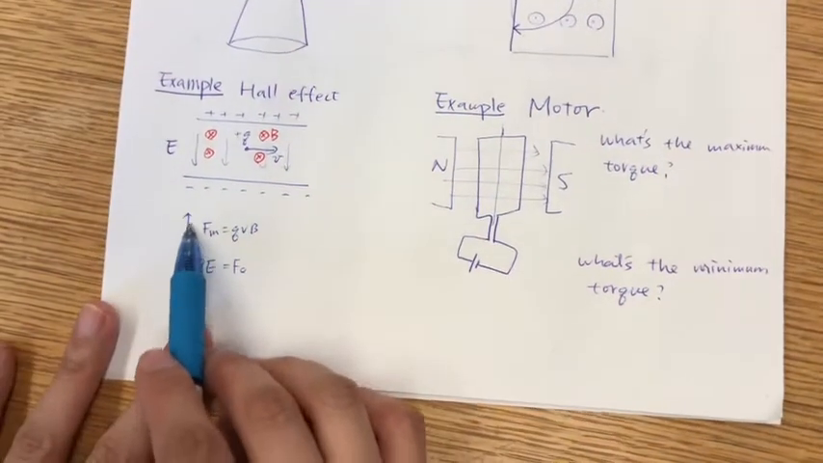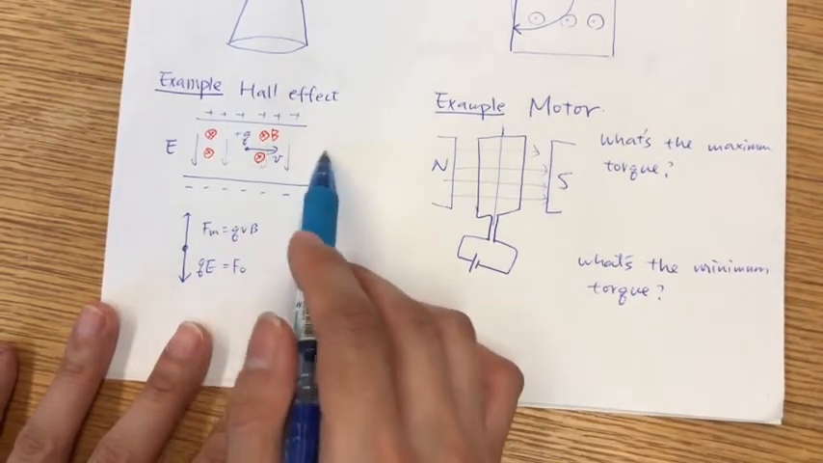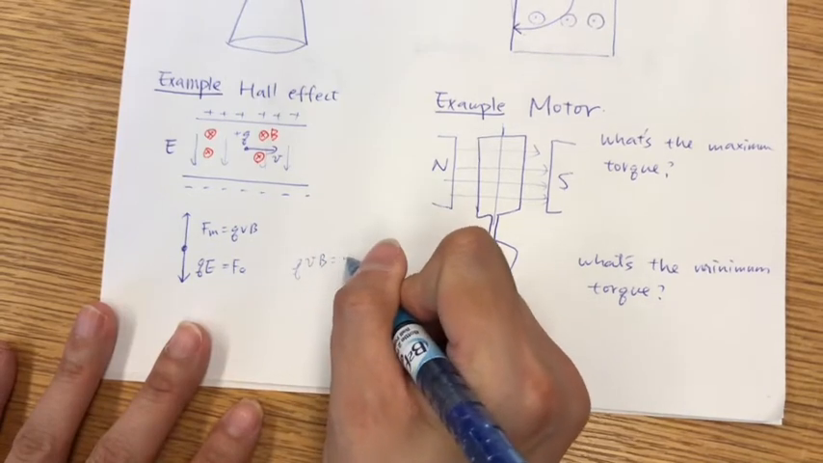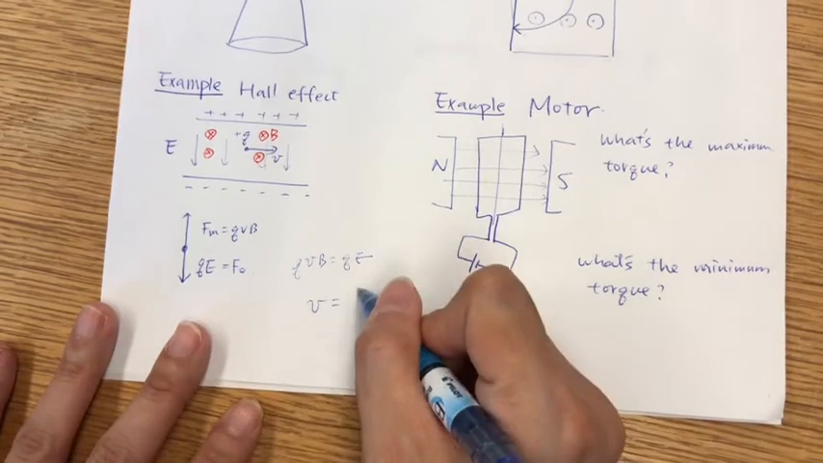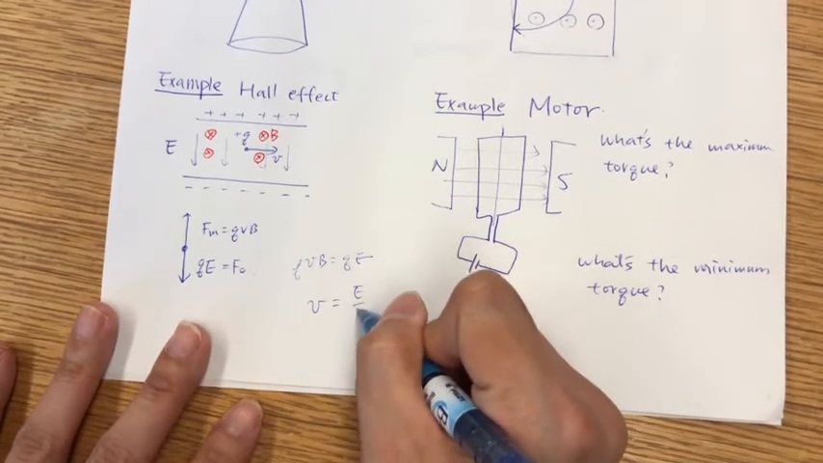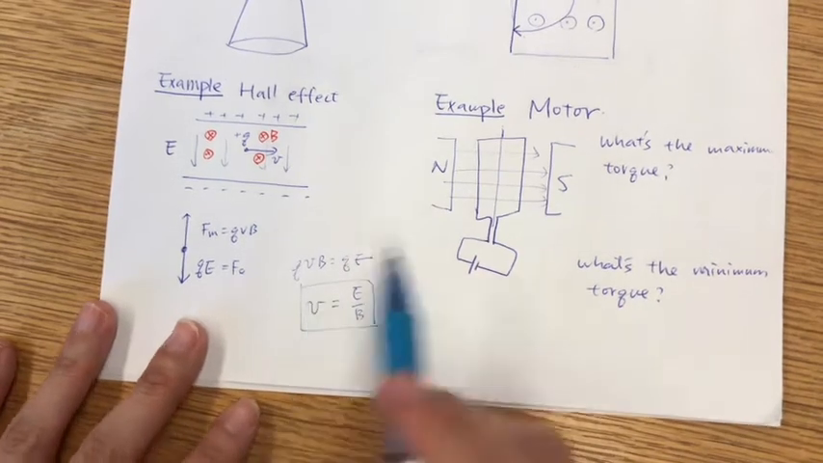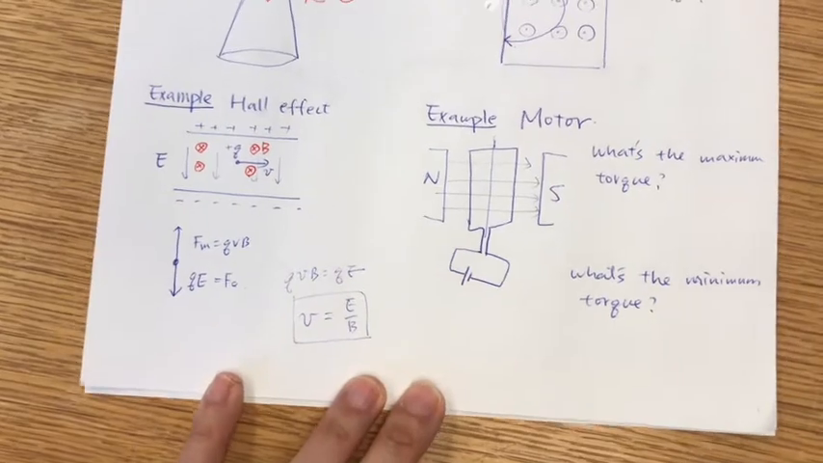Okay, so now if these two forces are balanced out, eventually this will just move to the right with a constant speed. Then you will have QVB equals QE, and from there you can find out the speed is E over B. So by controlling E and B, you can control the speed of that ion.